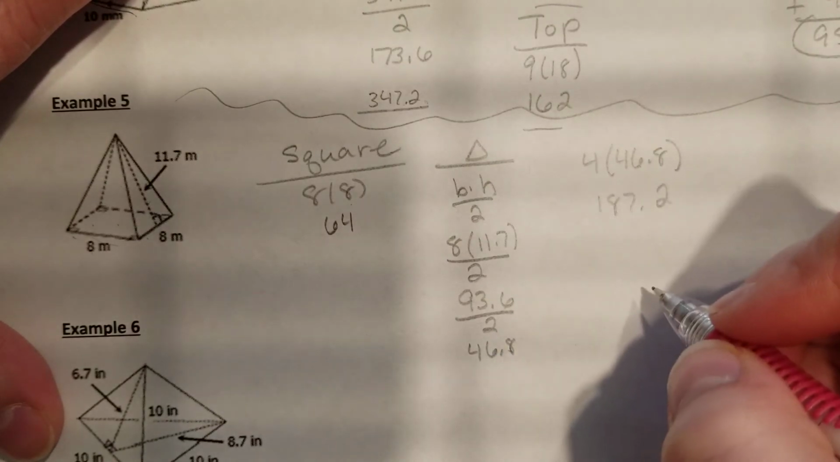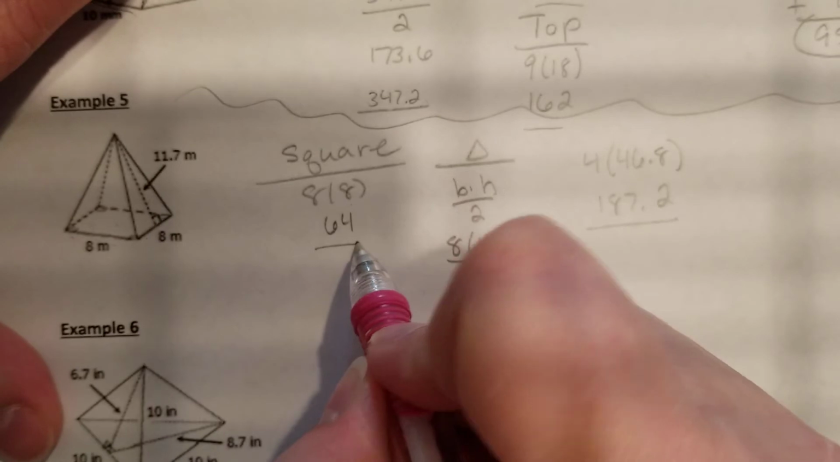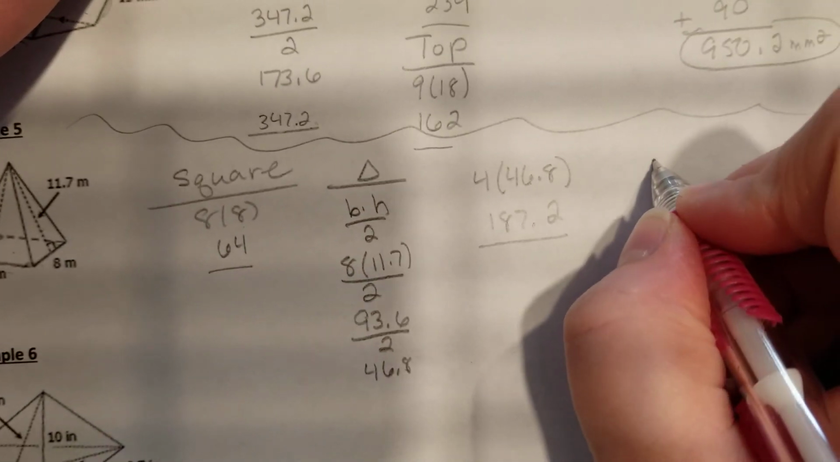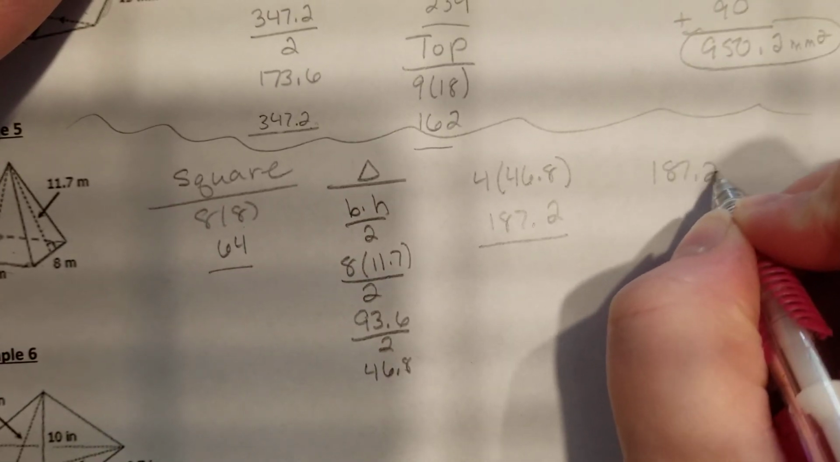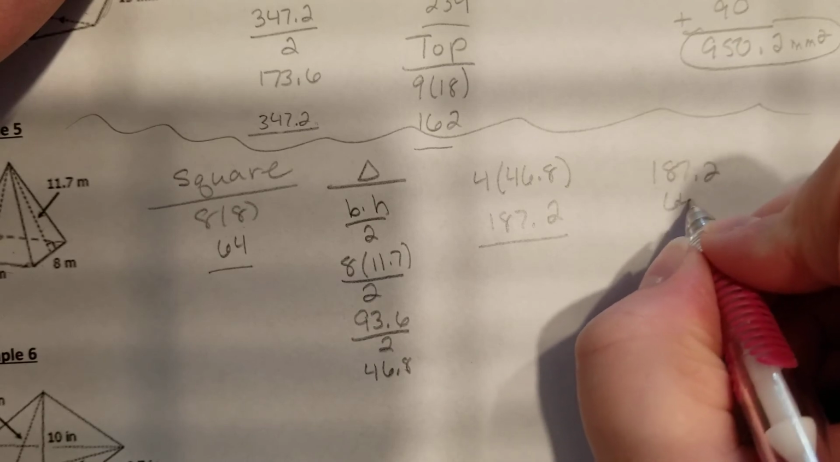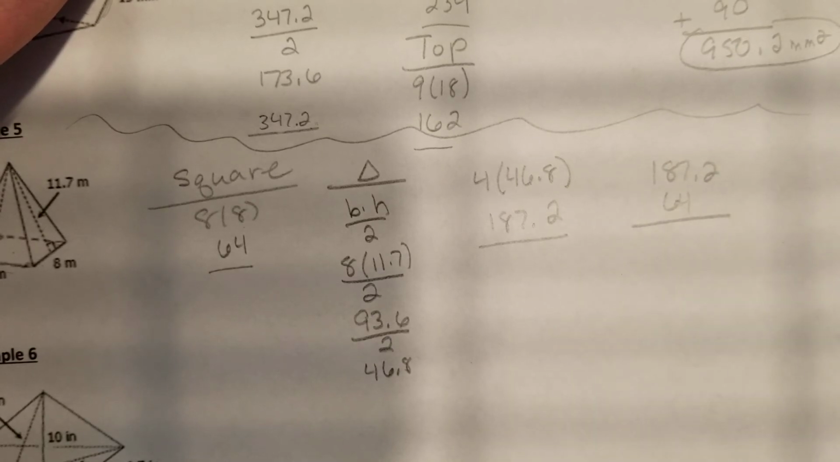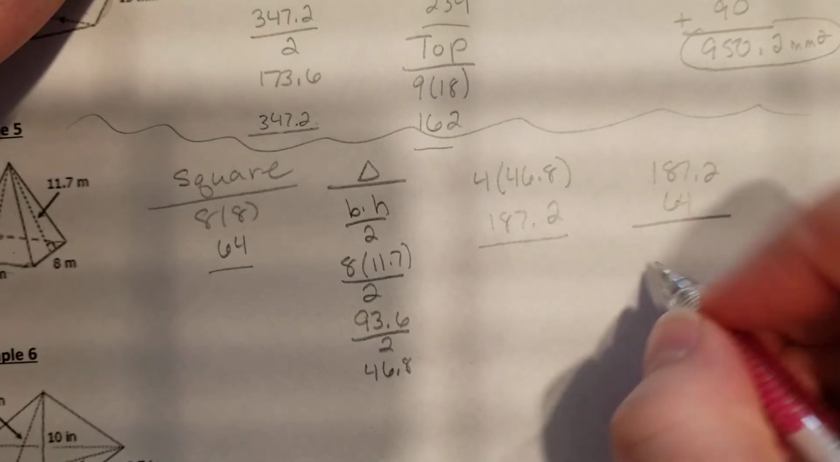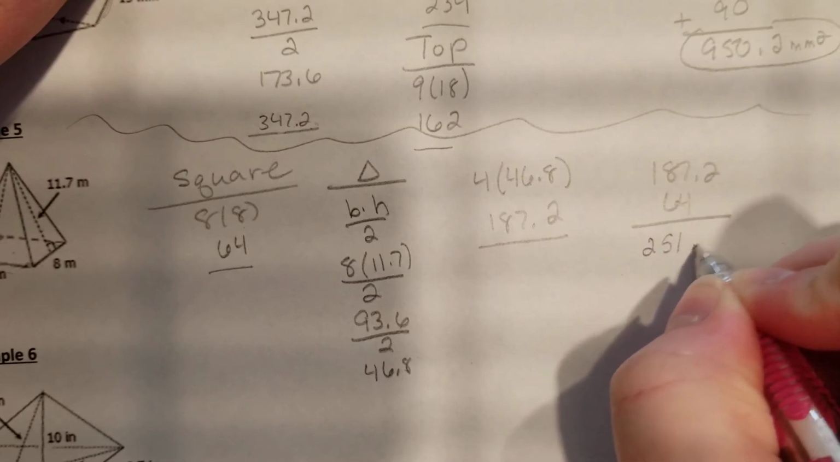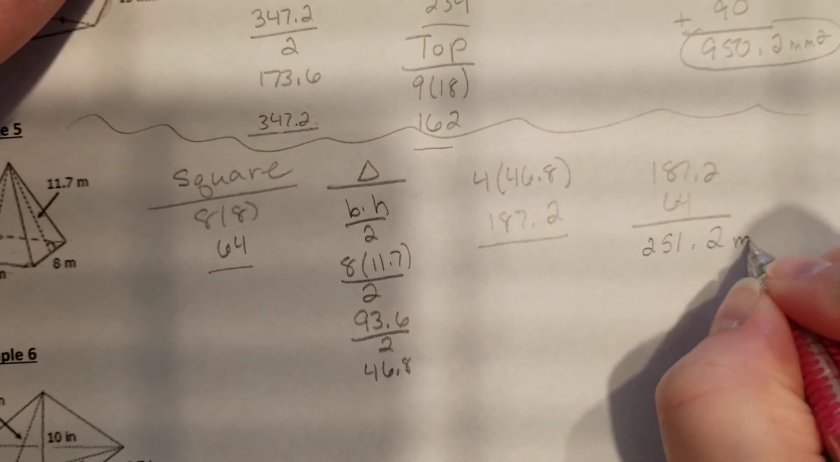All right, now we're going to add this and the 64, and that will give us our total surface area of this square pyramid. So 251.2 meters squared.